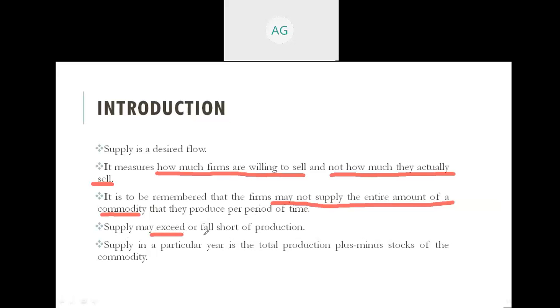So supply may exceed or fall short of production because within a particular period of time the company cannot sell the entire product that is supplied by them. That's why supply may exceed or fall short of production. So supply in a particular year is the total production plus or minus the stocks of the commodity. This is how we calculate the supply of that commodity in a given year. Moving to the next slide.